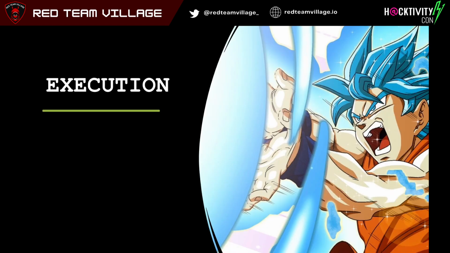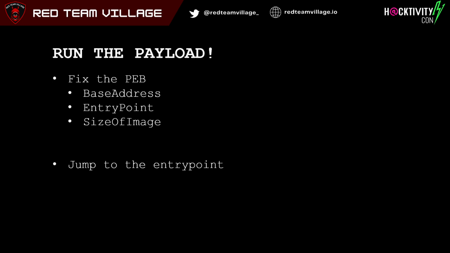Okay, we are almost at the end of this journey. We finally arrived to execution. After all the environment has been loaded and organized, if we load the PE, we have to set some values in the PEB. Namely, we have to set up base address, entry point and size of image. Then, we just have to jump to the entry point by calling the code with a simple function call.